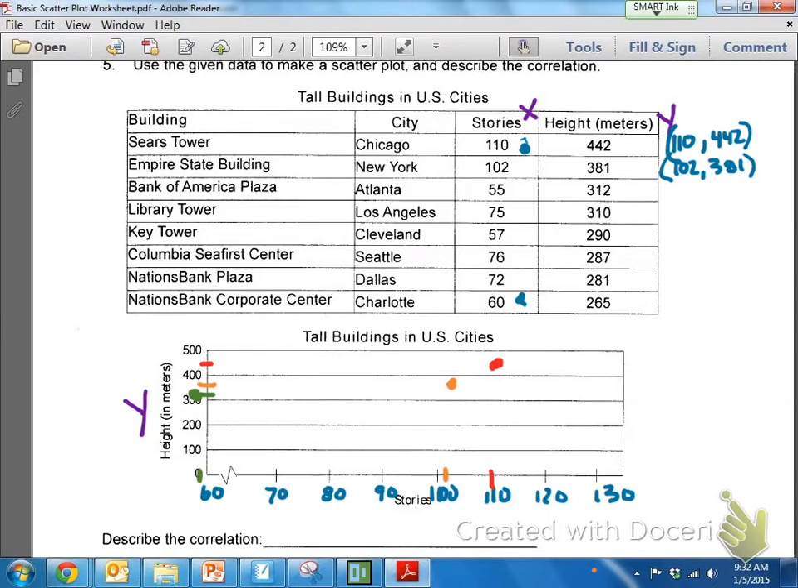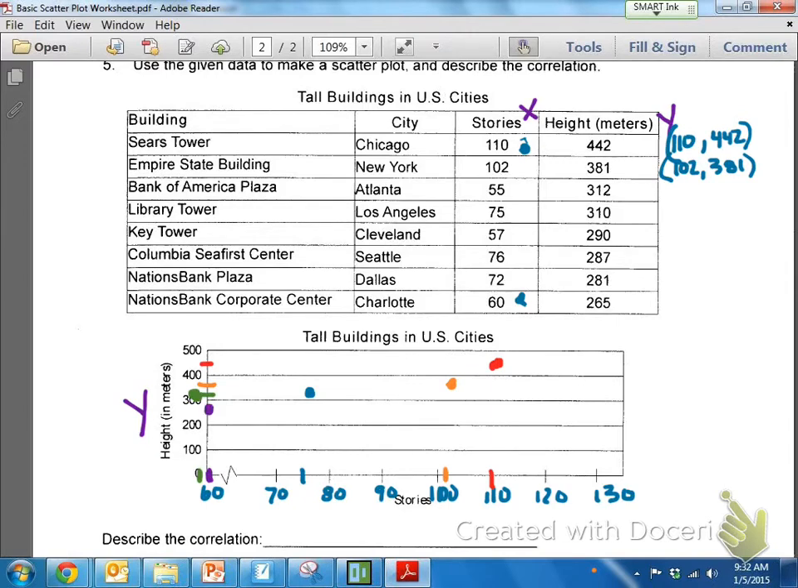All right, so the library tower is 75 stories high, 310 meters tall. Okay, so 75 would be about here, and then 310 is just above 300, so right here. Okay, the Key Tower in Cleveland, 57 stories high, 290 meters tall. Okay, so 57. Again, that's off my graph. I should have done a little bit better. We'll work with it. 290 is right about here.